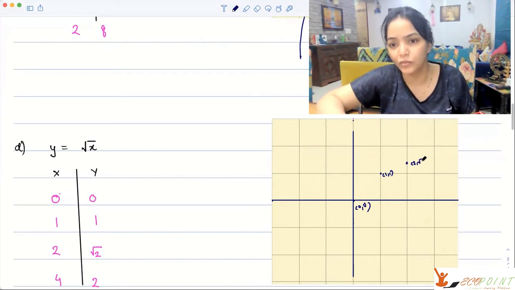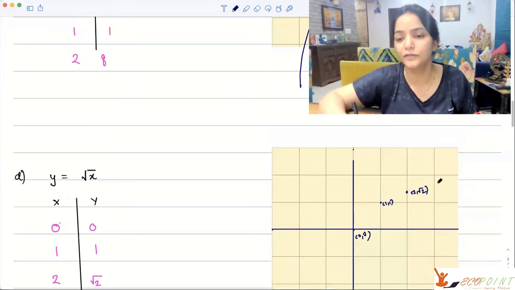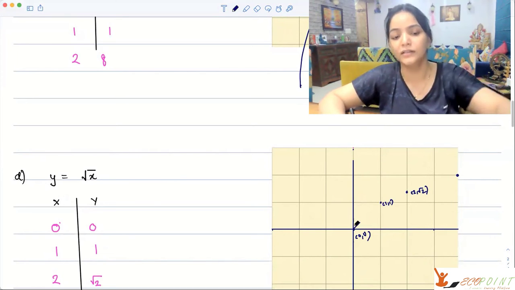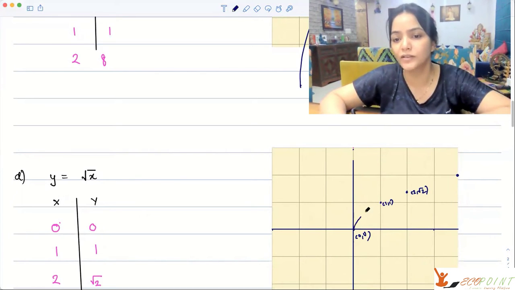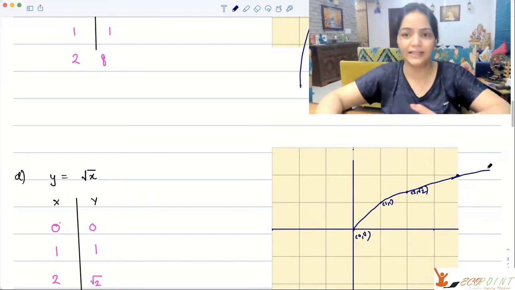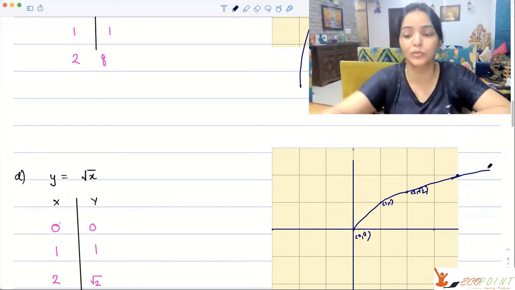So 2, √2. And then when it is 4, so this is for 3, this is for 4. When it is 4, it is 2, so it's going to go here. So if you see, it is not a linear graph because the movement is not such. So there will be a curve, a curvaceous kind of a growth here and something like this. Okay, so that's what is √x.